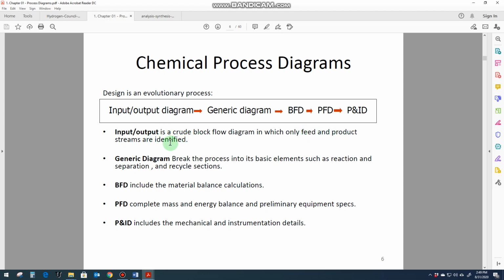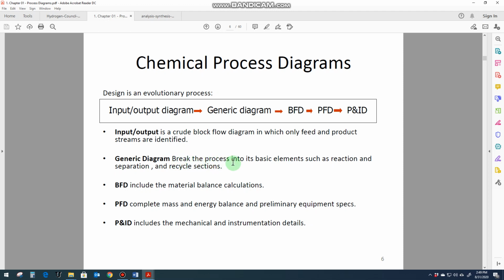Okay, so input and output is here, and you don't have any information, and based on the cost of the feedstocks and the produced chemicals, we will just analyze and see if the project is feasible or not. If we see some feasibility at this part, then we will move to the generic diagram. Now, what is the generic diagram? It will contain some more information compared to the input and output diagram.